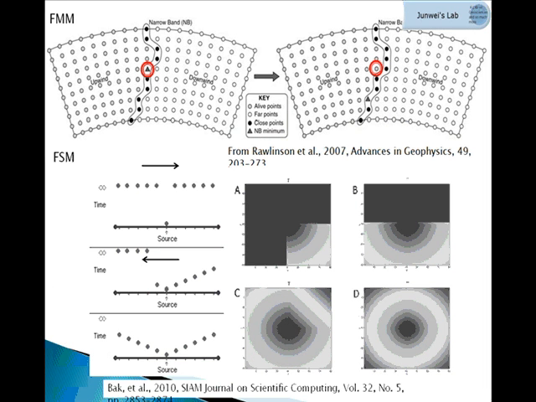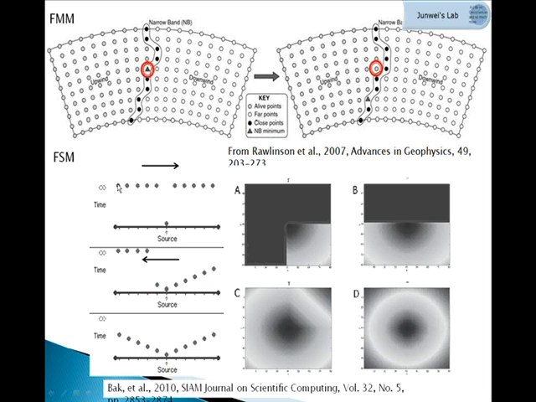The fast sweeping method, on the other hand, doesn't have a narrow band concept. It just simply sweeps through the model multiple times till the travel time field converges. As you can see, for example, in a 1D model like this, the point source is located in the middle, so the arrival time for that point is 0. The rest of the points have no information, so they are assigned infinity.